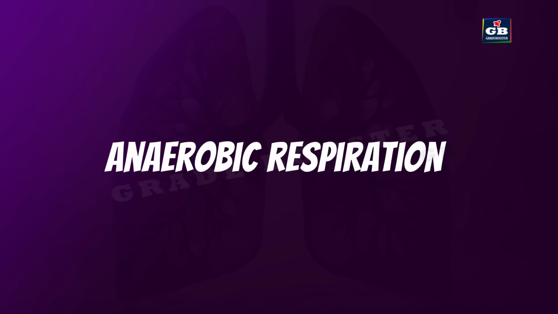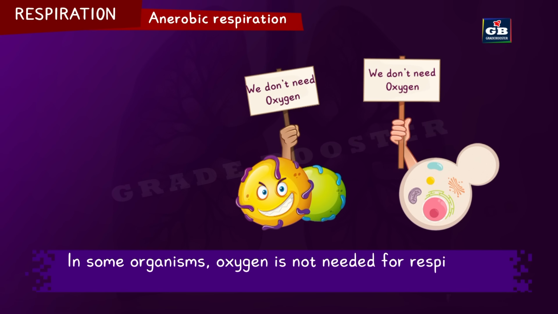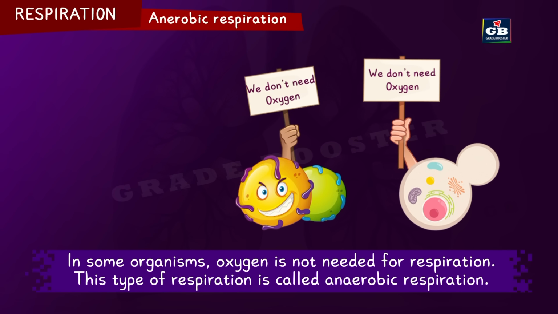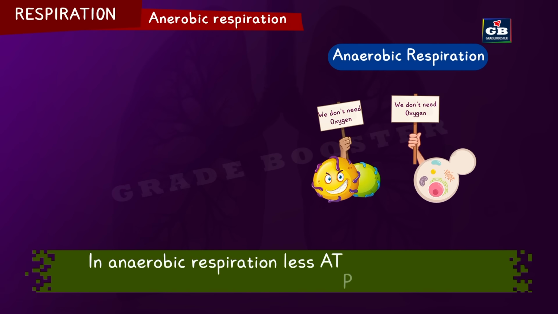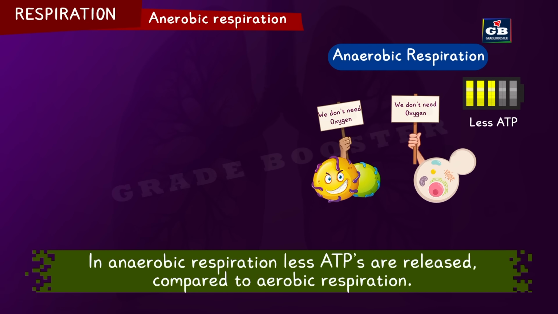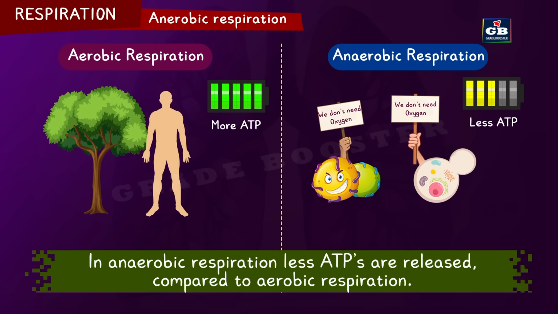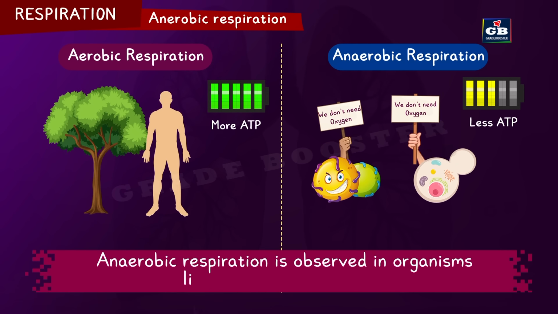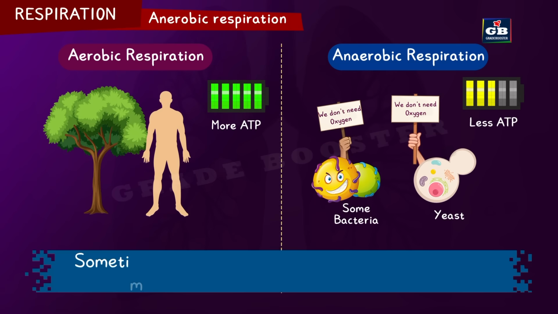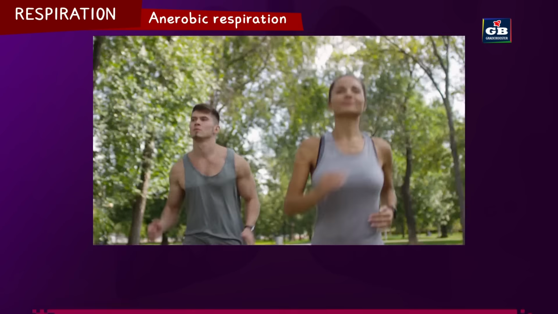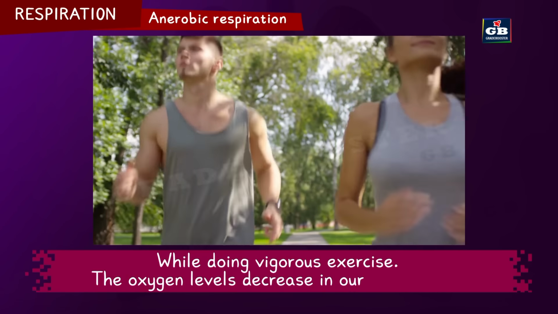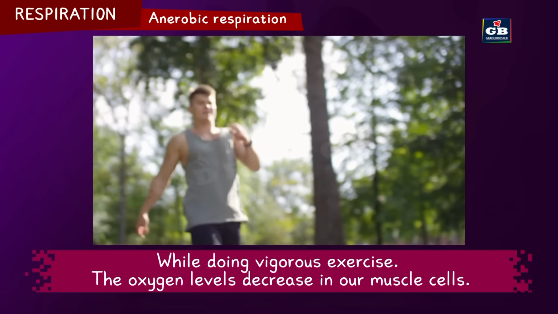Anaerobic respiration. In some organisms, oxygen is not needed for respiration. This type of respiration is called anaerobic respiration. In anaerobic respiration, less ATP is released compared to aerobic respiration. Anaerobic respiration is observed in organisms like bacteria and yeast. Sometimes, even in our bodies, anaerobic respiration takes place. While doing vigorous exercise, the oxygen levels decrease in our muscle cells.